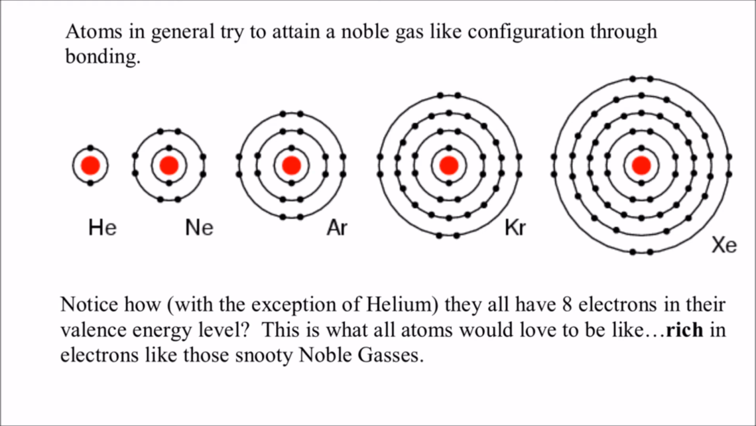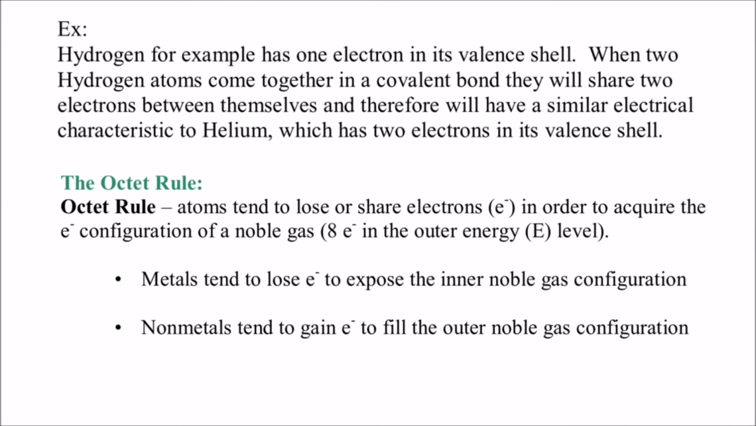Okay? So when an atom bonds with something else, it tries to do it in such a way that it ends up with 8 electrons in its valence electron energy level. And that is so that it can look like one of these noble gases. This is also why noble gases don't really bond with anything else, because they already have 8 electrons in their valence energy level and they're happy, so to speak. So hydrogen tries to look like helium because helium is the noble gas at the end of hydrogen's row.